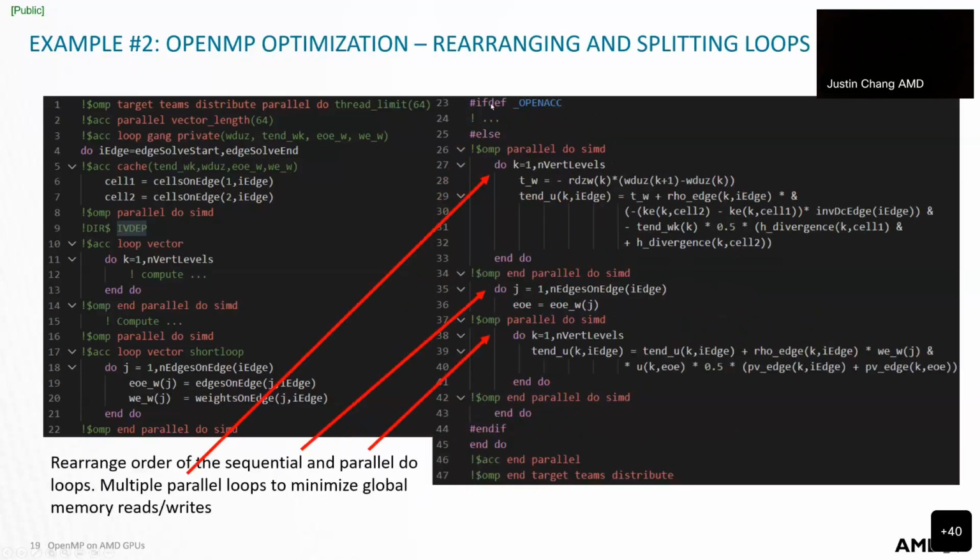So again, we introduce this OpenACC macro definition to preserve the original file, to preserve the original implementation. But for the OpenMP implementation, what we have done is we have rearranged the order of the sequential and parallel do loops. And so notice now that we need multiple parallel loops, which will minimize the global memory reads and writes. And so by doing this pretty nifty rearrangement, we are able to altogether eliminate scratch use. And this is all with the Cray OpenMP offloading.